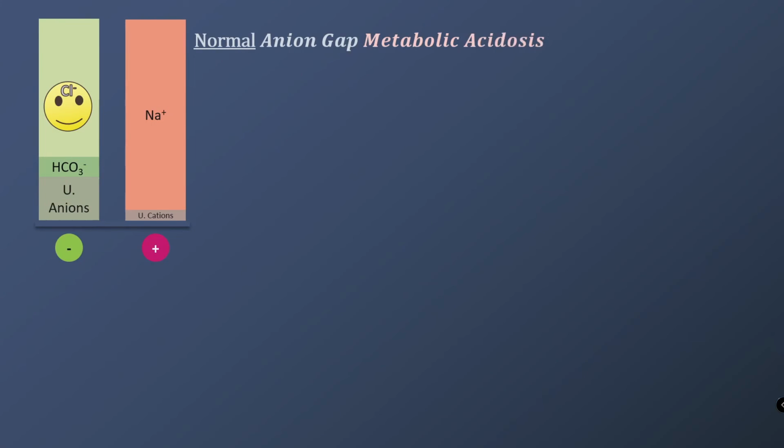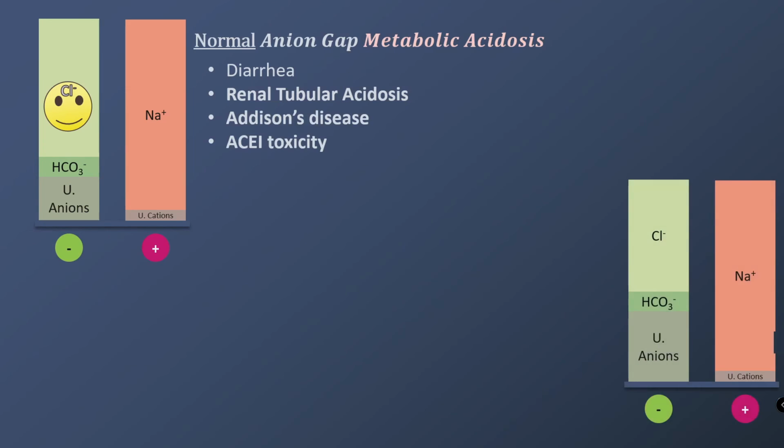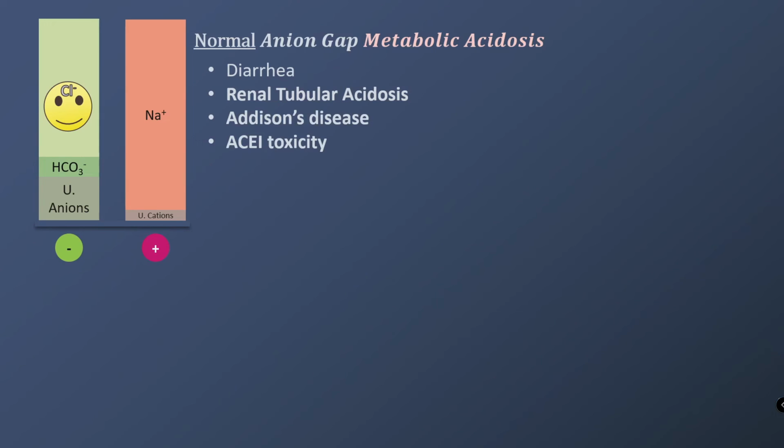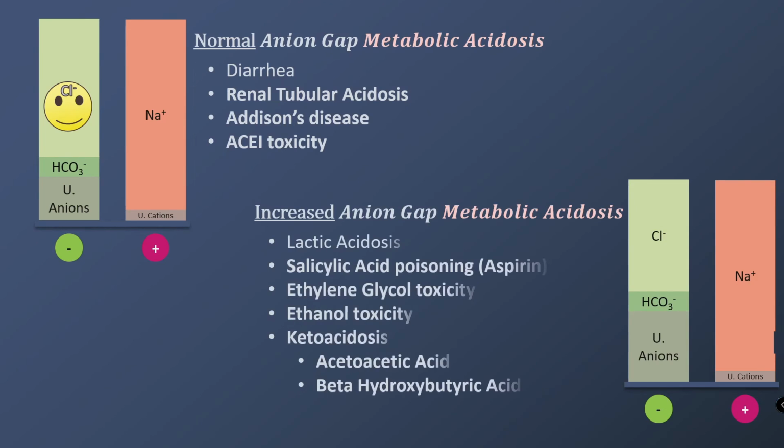So the causes of normal anion gap metabolic acidosis, let's recap: diarrhea, renal tubular acidosis, Addison disease, ACE inhibitor toxicity, right? Clear up till now? And increased anion gap metabolic acidosis, this we have already discussed. I won't tell you again, these are just written here, but here is another point that I want to highlight.